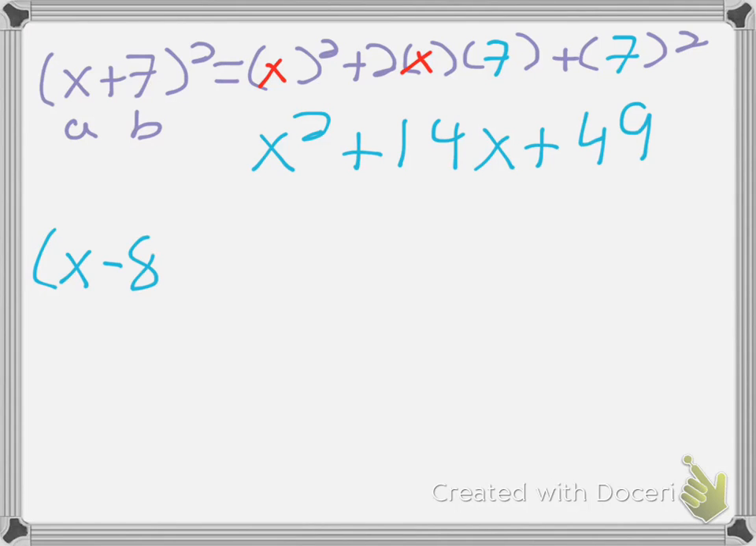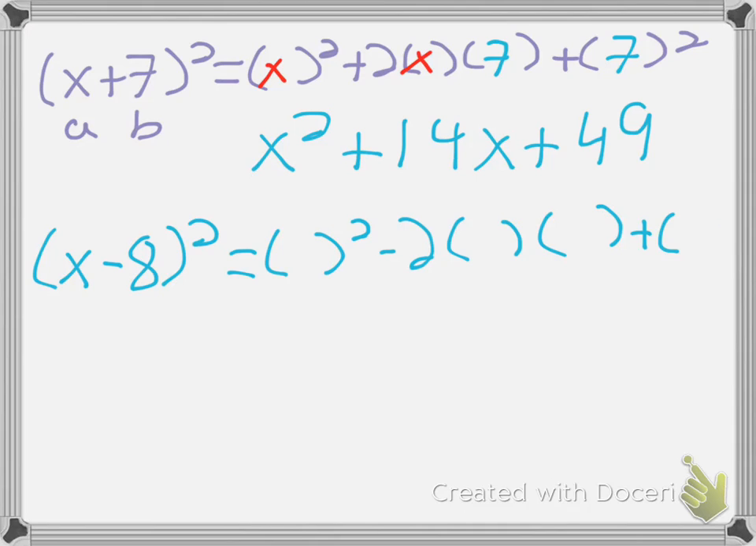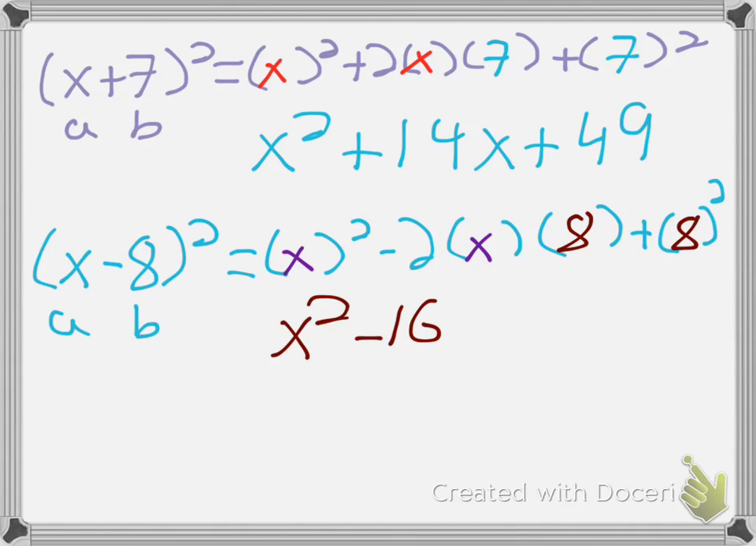(x minus 8) squared. Well, this time I have to follow my (a minus b) squared formula. So, this is my a, this is my b. It's simply a, a, b, b. So, x, x, 8, 8. Alright, so we get x squared minus 16x plus 64.